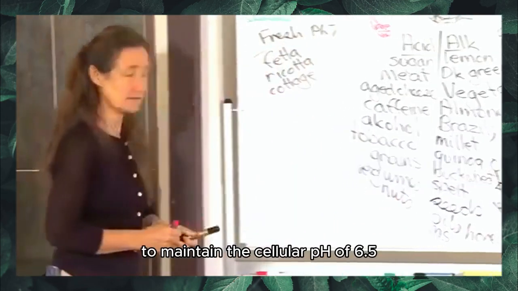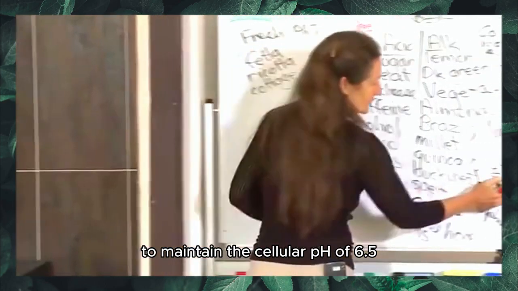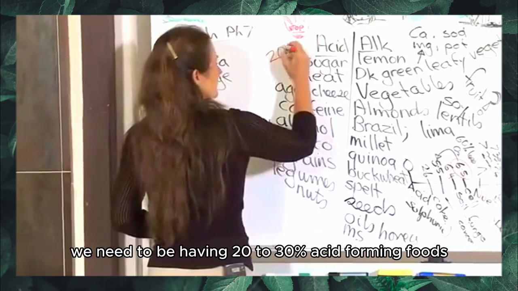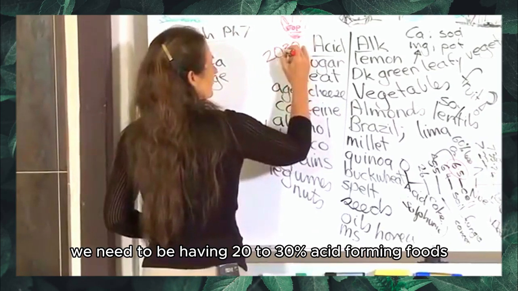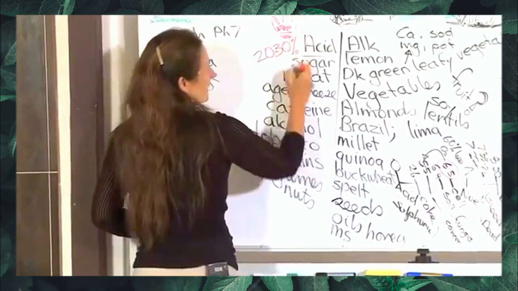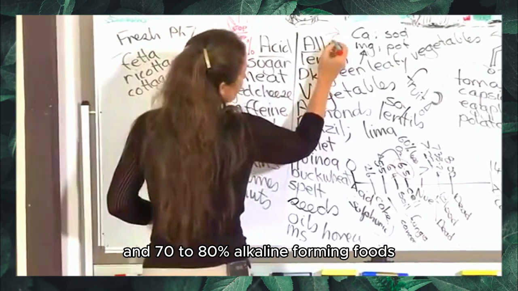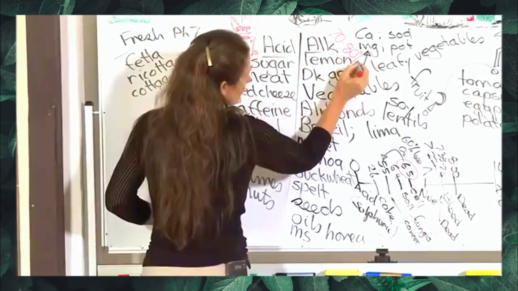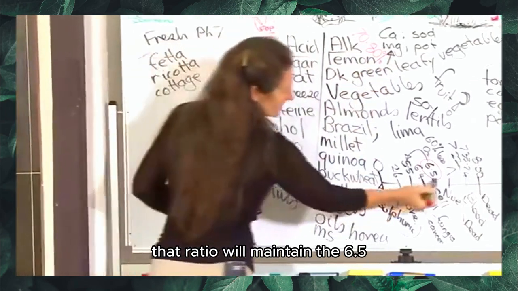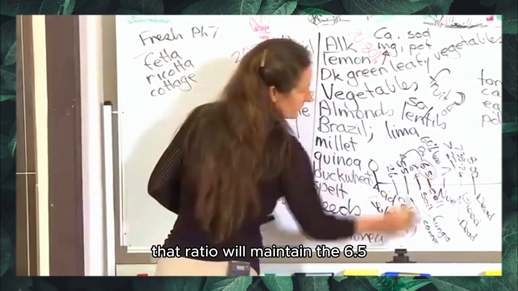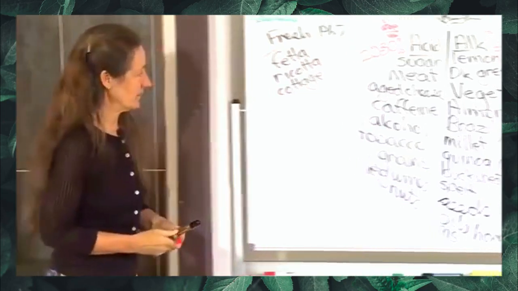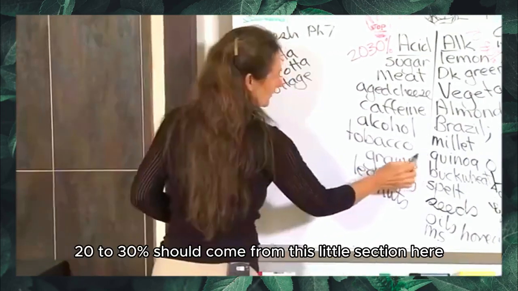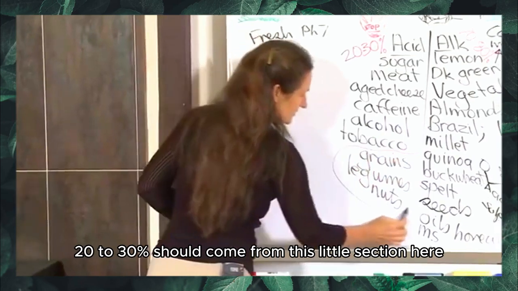To maintain the cellular pH of 6.5, we need to be having 20 to 30% acid-forming foods and 70 to 80% alkaline-forming foods. That ratio will maintain the 6.5. And I'm sure you're not surprised to hear me say that 20 to 30% should come from this little section here.